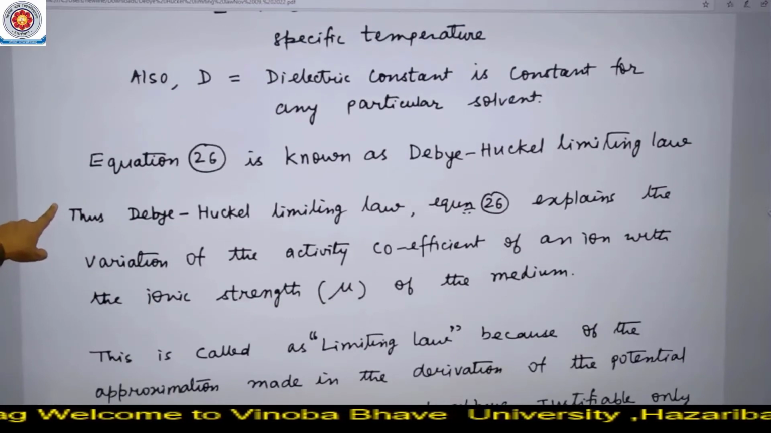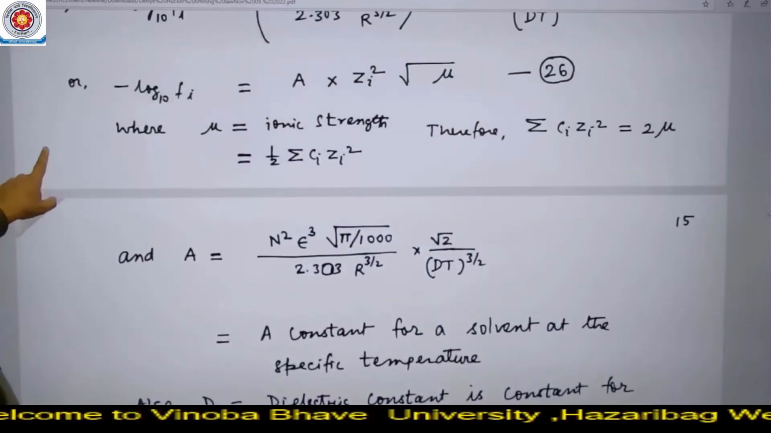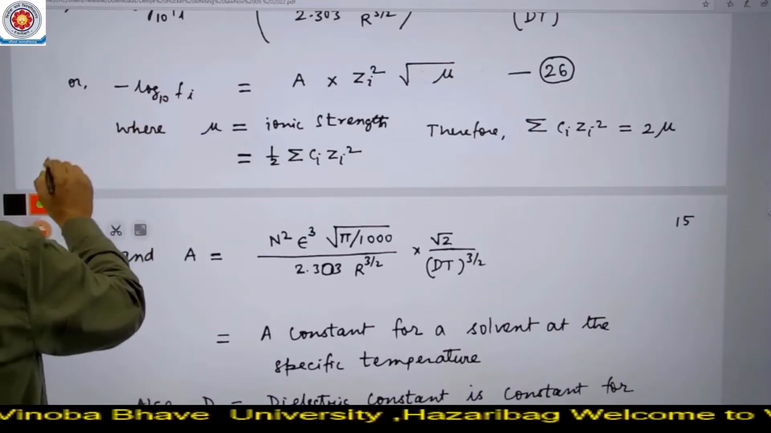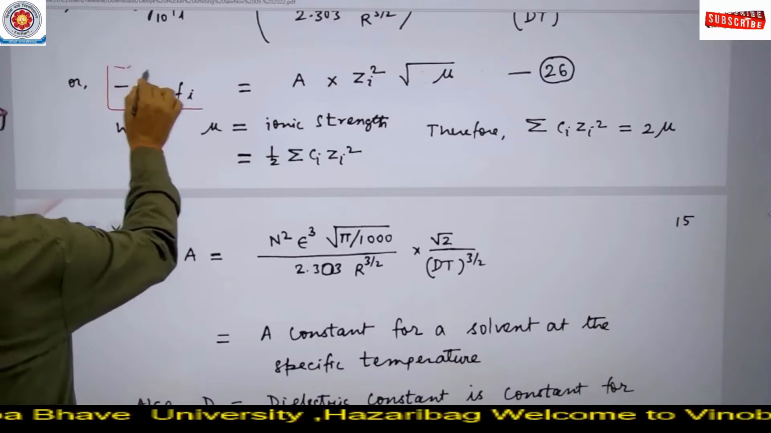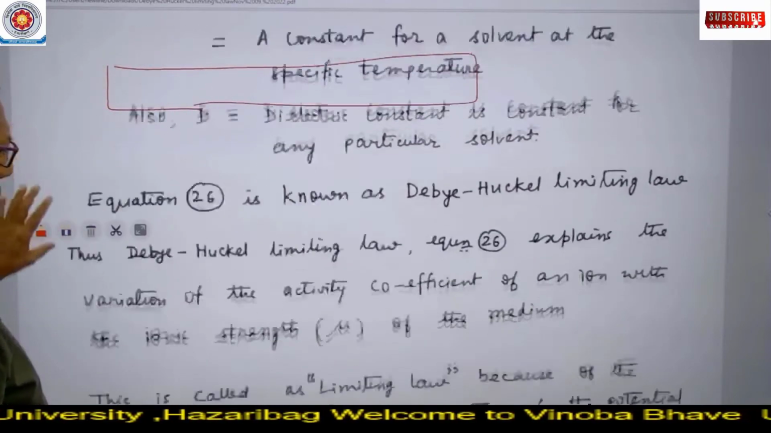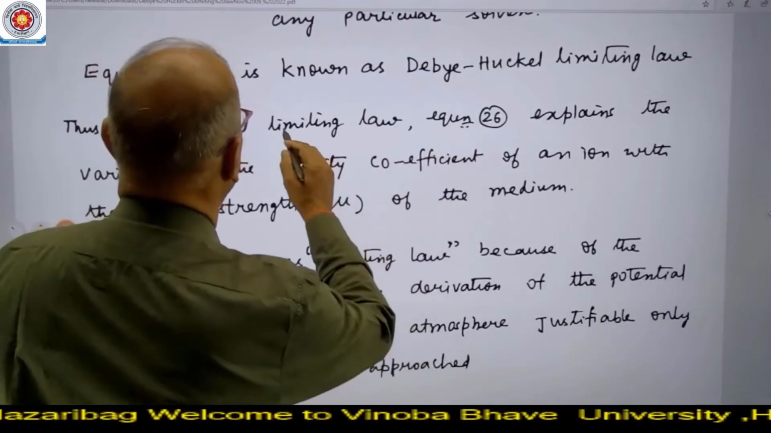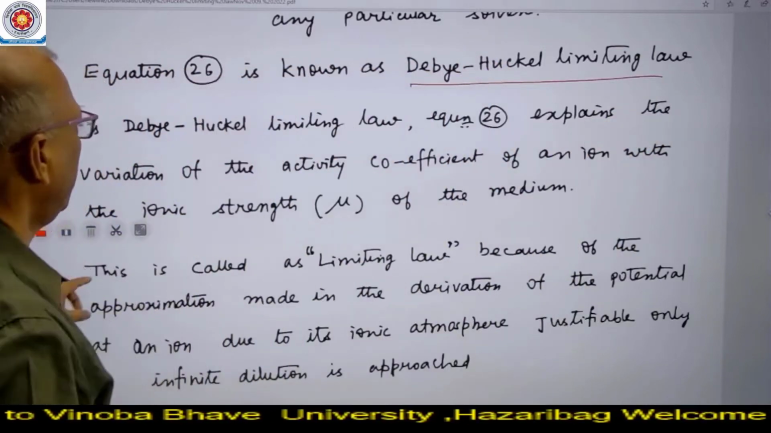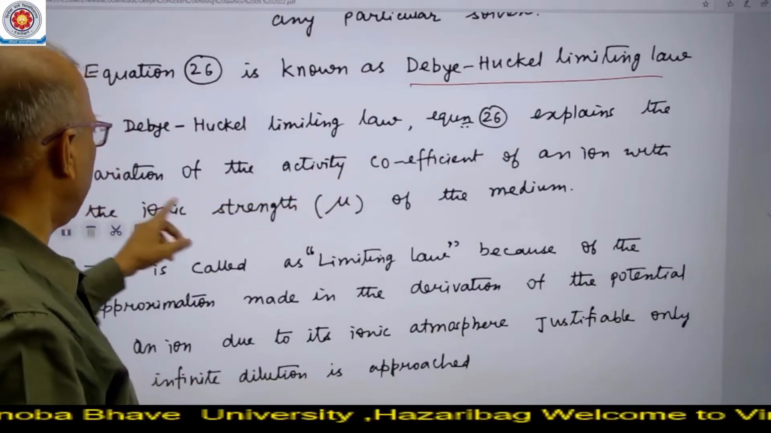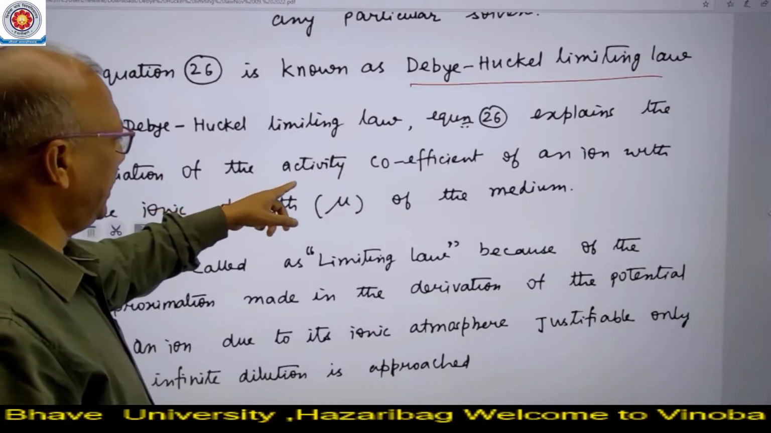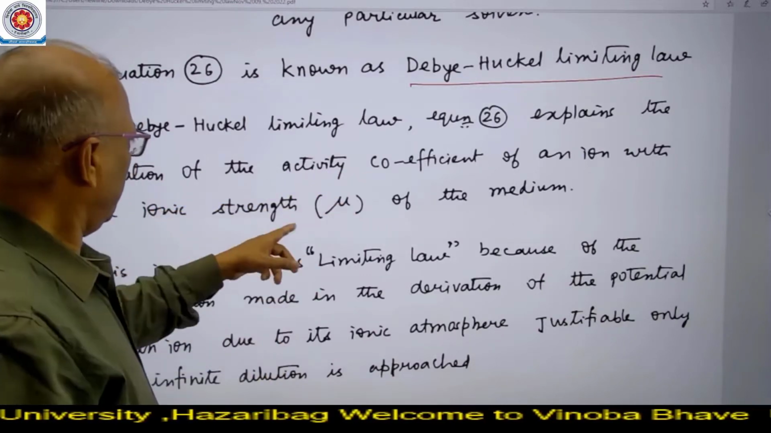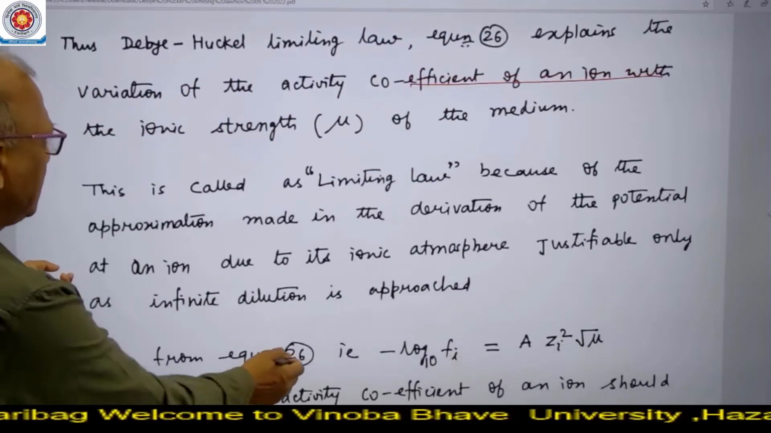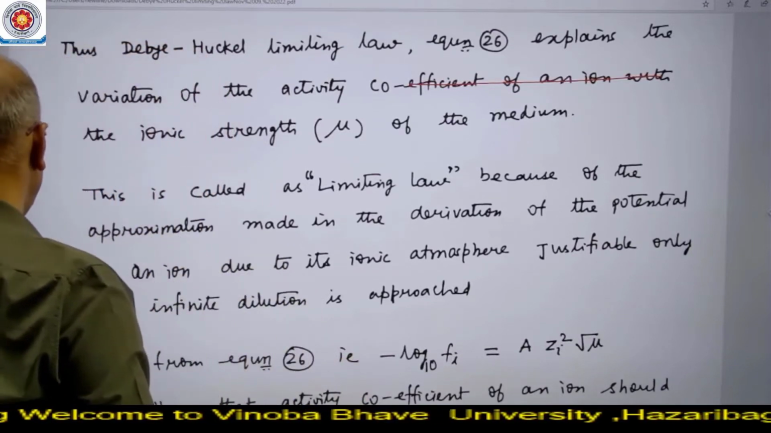Equation 26 is known as the Debye Huckel limiting law. What is equation 26? This one. This equation is actually called the Debye Huckel limiting law. So equation 26 is known as the Debye Huckel limiting law, and the Debye Huckel limiting law explains the variation of the activity coefficient of an ion with the ionic strength mu of the medium. So equation 26 is this one. Here it is also 26. Equation 26.